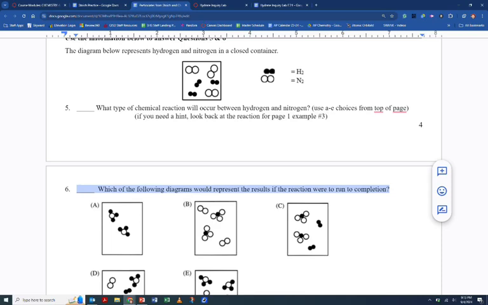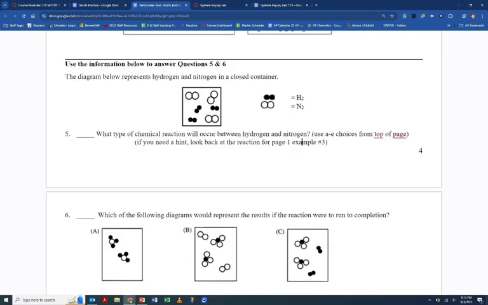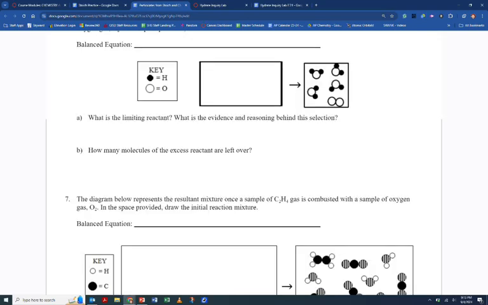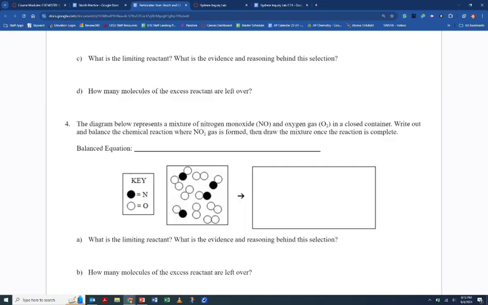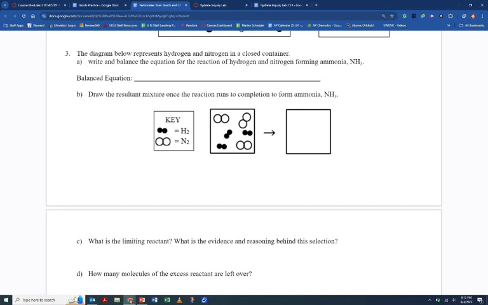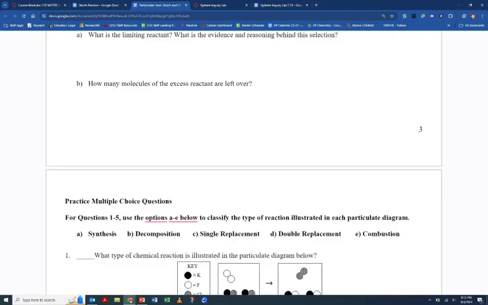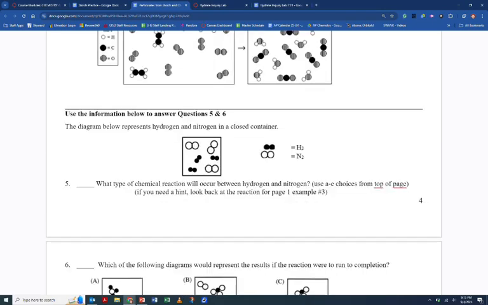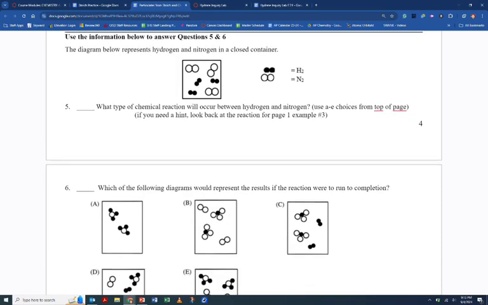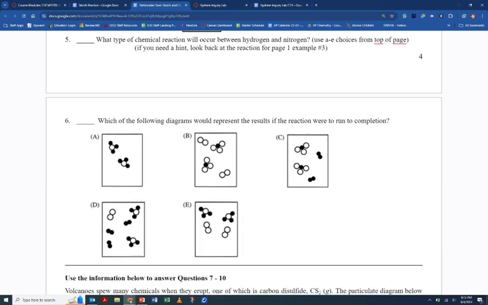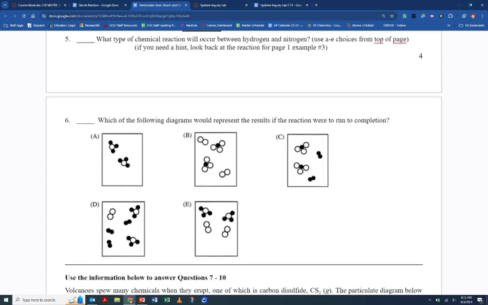And I made a note that if you look at page 1, example number 3, and I guess page 1, I meant the first page of all this particle model stuff. So I'm talking about question number 3 here. This is the reaction that's happening there. So if that reaction is happening and goes to completion, and if this reacts to completion according to that previous reaction, then which of these diagrams would be the correct representation of what we're forming?